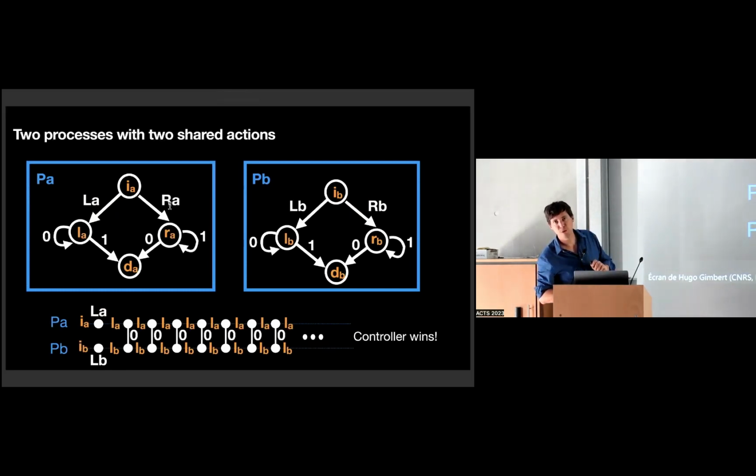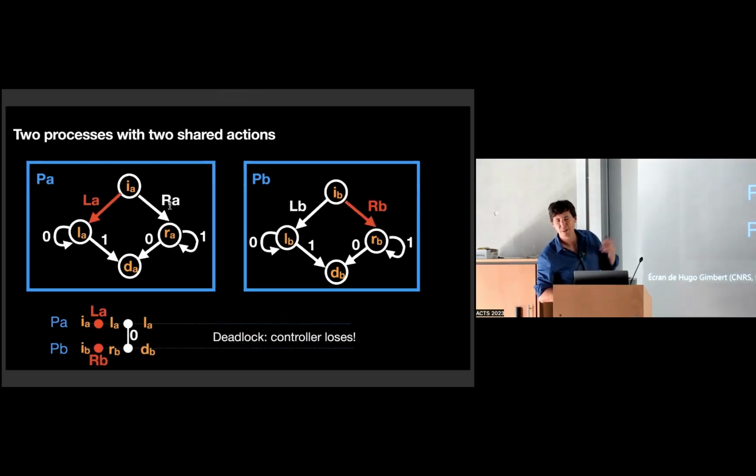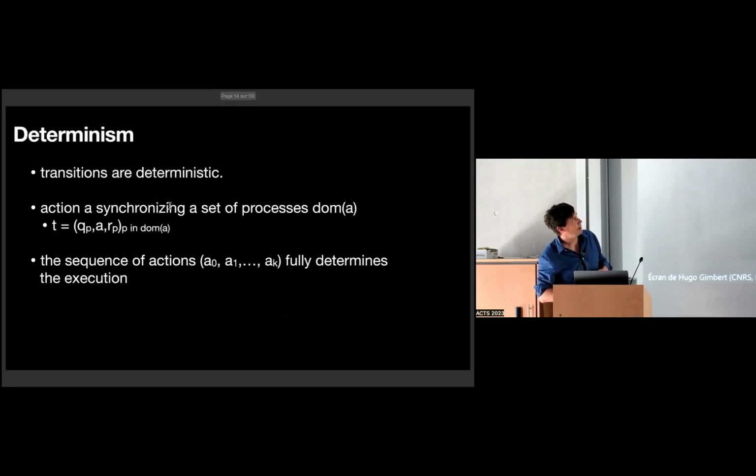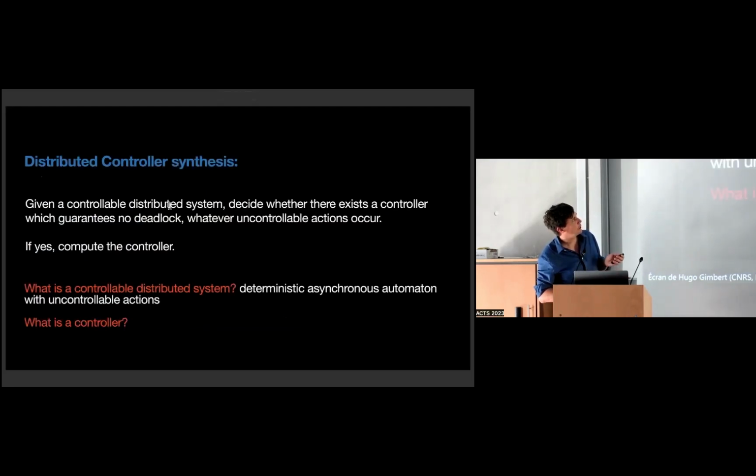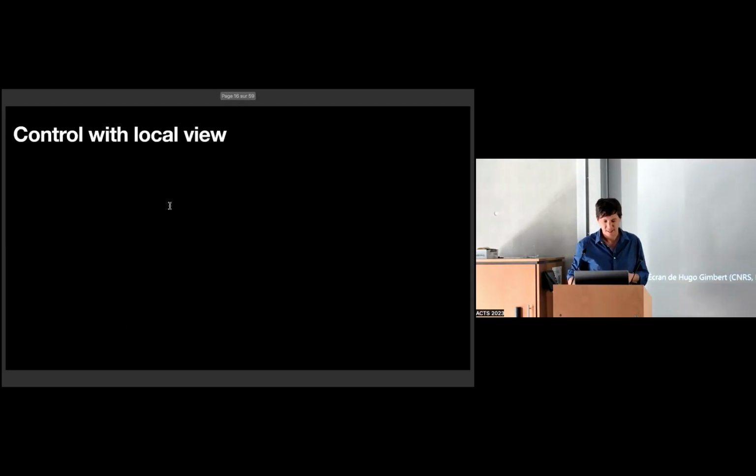I have not formally defined that. That was actually my next slide. What is a controller? It's a bit fuzzy for the moment. I have defined what is a controllable distributed system. So it's a deterministic asynchronous automaton with uncontrollable actions. I have not defined what is a controller, what is a strategy. So let me answer that. Let's look first at the control with a local view, which is not the invention of Paul, and I keep the best for later.